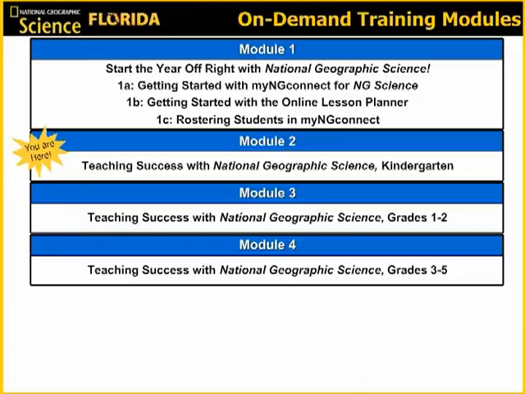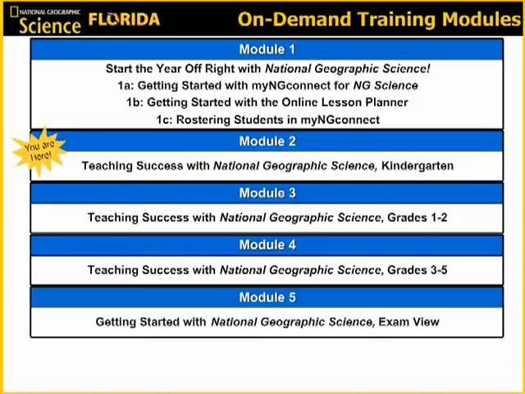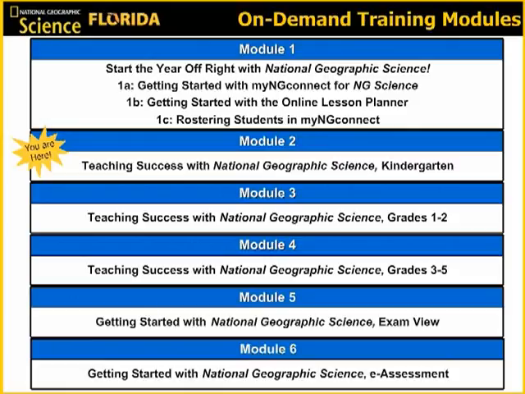As I said before, this is one of 6 on-demand training modules to help prepare you to use NG Science in your classroom. Hopefully, you've already completed Module 1, Start the Year Off Right with National Geographic Science. If not, you may want to stop the session and view it now. If you will be teaching 1st or 2nd grade, or grades 3 through 5, be sure to view those modules as well. If you will be using the Exam View CD and/or NG Science Assessment, be sure to view Modules 5 and 6 to help get you started.